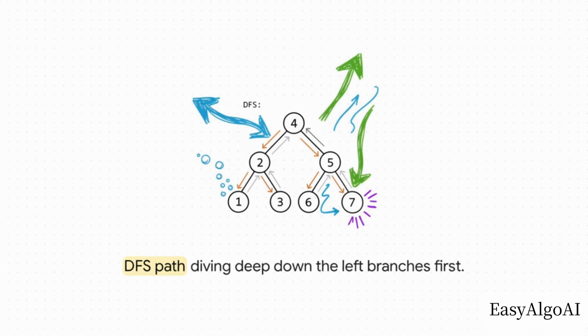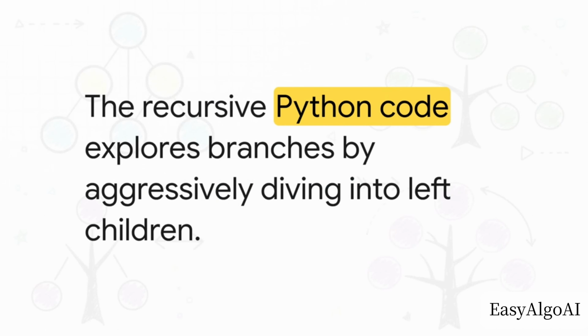Notice the path of the orange arrows here. Depth-first search, or DFS, is an aggressive explorer. It starts at the root and just charges as far down a single branch as humanly possible. It dives all the way down that left side, hits a leaf, and only then does it backtrack up slightly to check out the next available branch. It's all about going deep before it even thinks about going wide. And what's really wild is how that aggressive deep diving strategy translates beautifully into literally just 5 lines of recursive Python code.